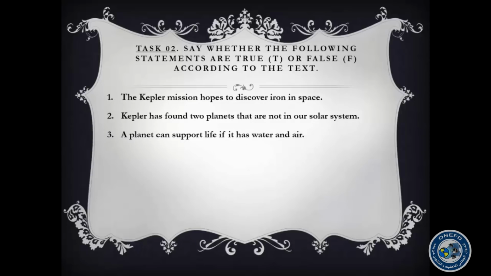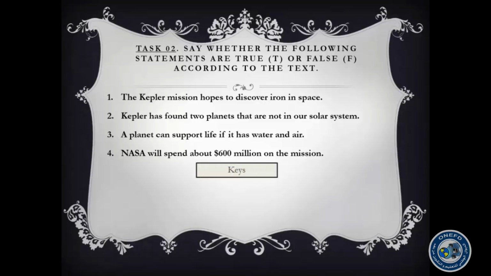So let's take a look at the statements. You have 4 statements and you have to say if they are true or false. Feel free to pause the video, then answer on your own, and you can answer by saying if they are true or false, and you can correct the statements if they are false. So let's take a look at the answer.